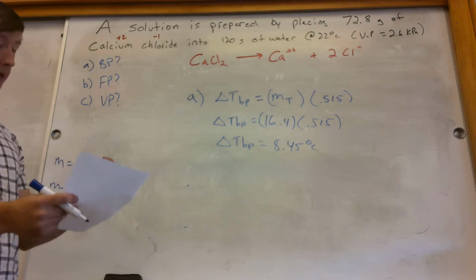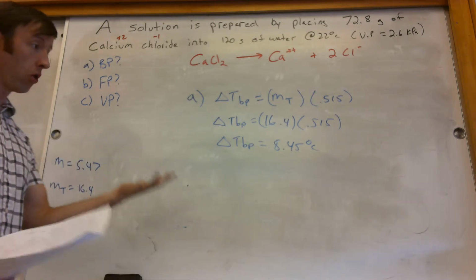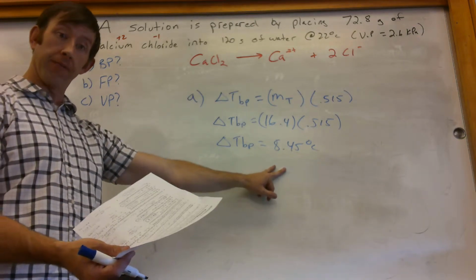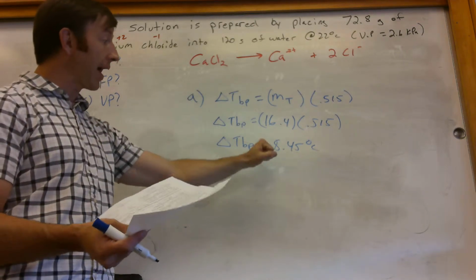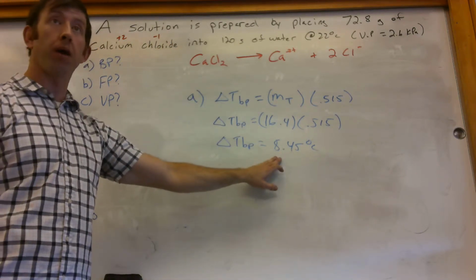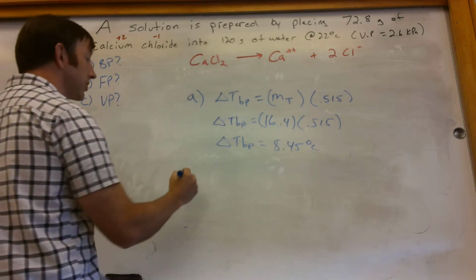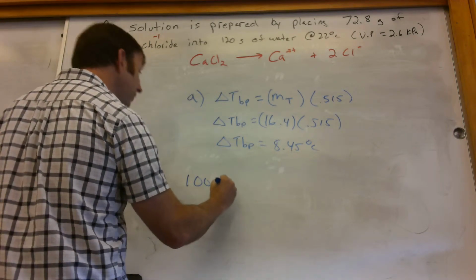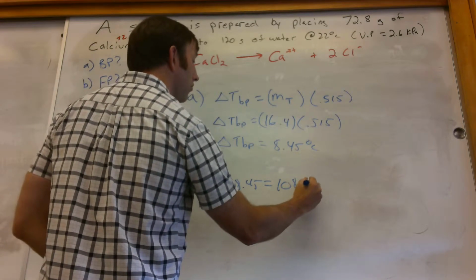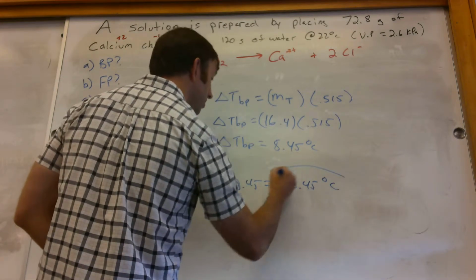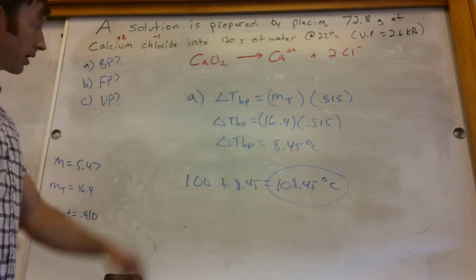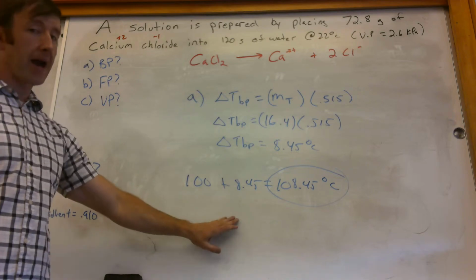Now, keep it in mind, this is my change in boiling point. The question is, what is the actual boiling point? So we have to then remember that my pure water boiling point is 100 degrees Celsius. When I add this much solute, I'm going to increase my boiling point by 8.45. So my actual answer will be 100 plus 8.45, which will give me 108.45 degrees Celsius. And that is my answer for letter A. So again, find my change in boiling point, add it to 100. Done.